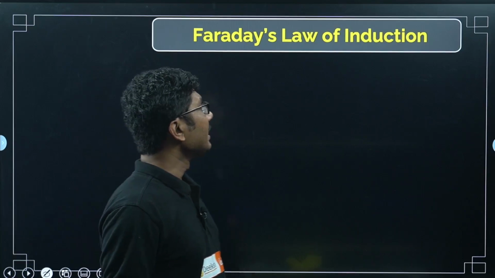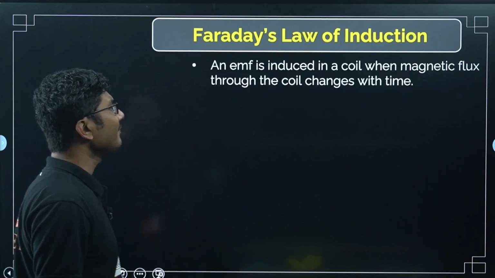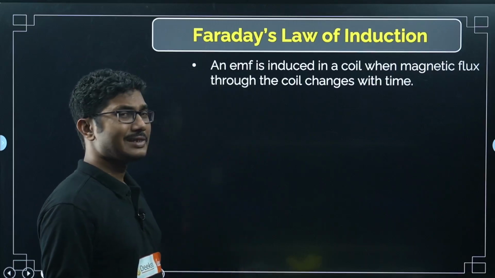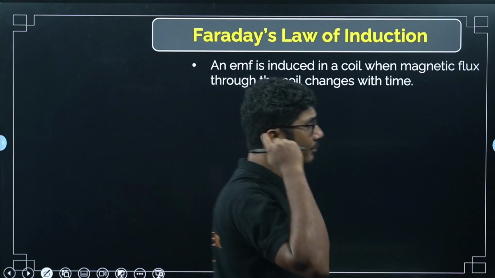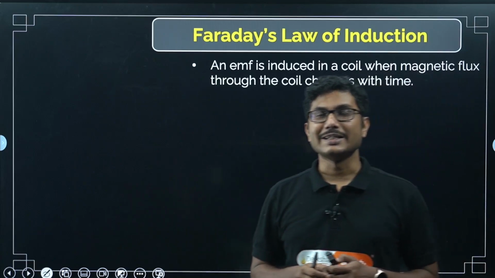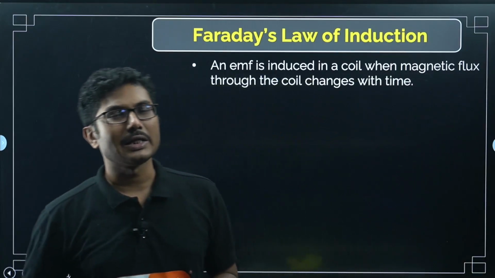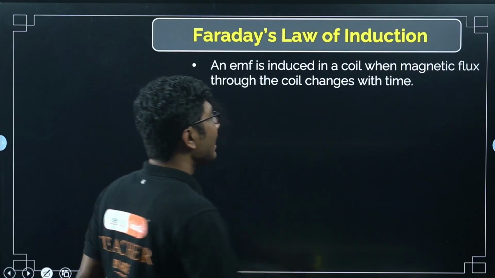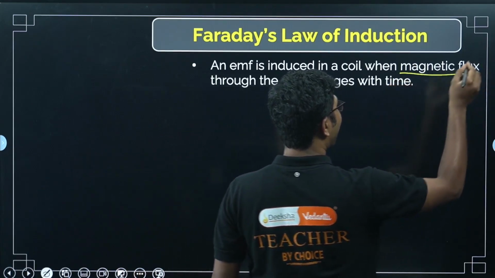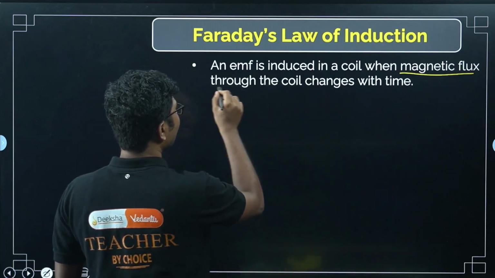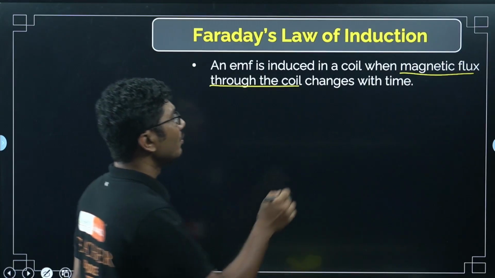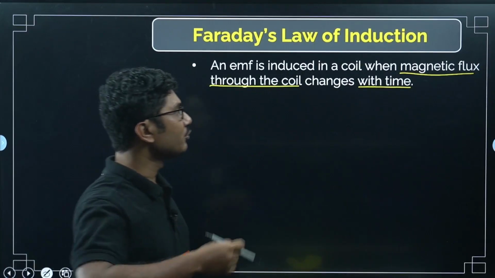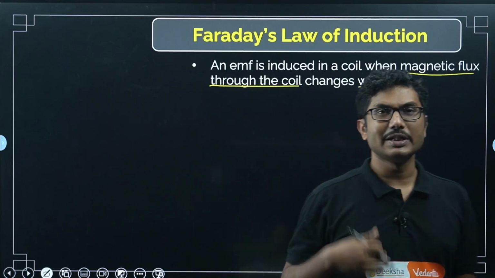Faraday's law of induction: an EMF is induced in a coil when the magnetic flux through the coil changes with time. Previously we talked about changing the magnetic field associated with the coil, where there was some induction. Now here we are specifically saying that an EMF is induced when the magnetic flux through the coil changes with time. It should not be a spontaneous change; it should keep on changing with time.